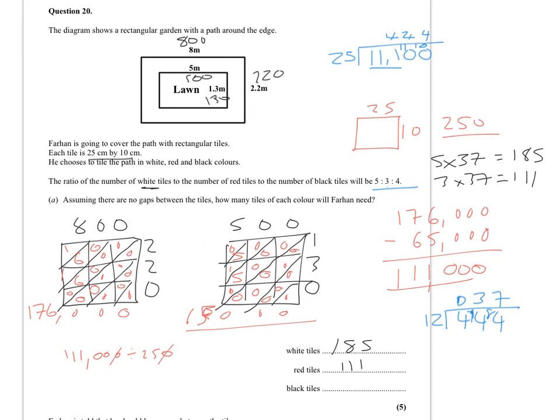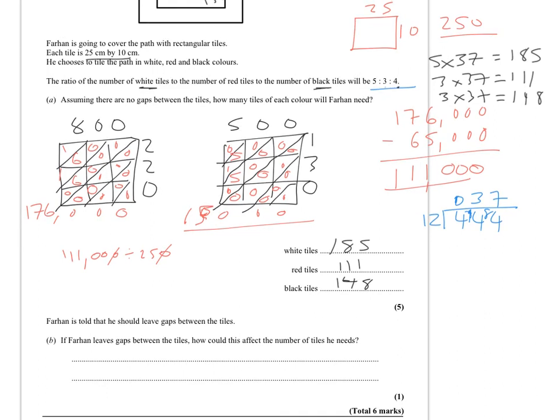And then finally the black tiles. That's the last one in the list. It's the last number. 4 times 37. 120 plus 28 is 148. So that's our answer there.